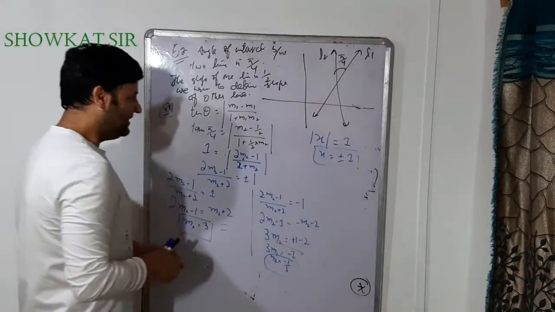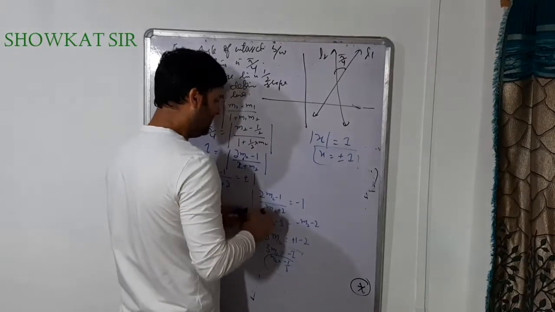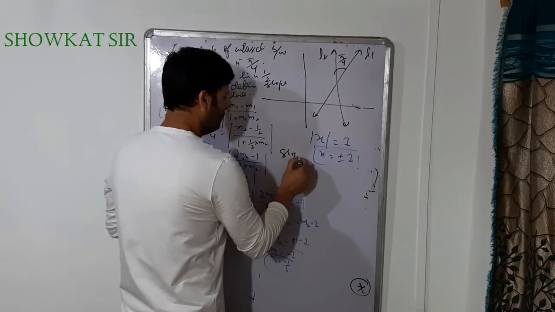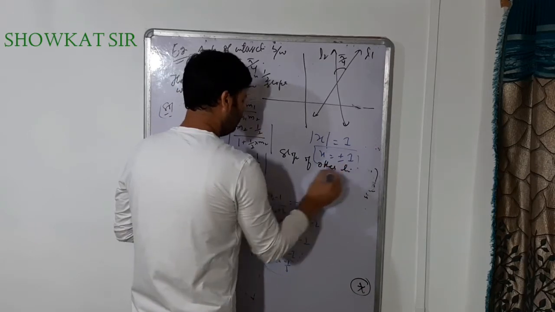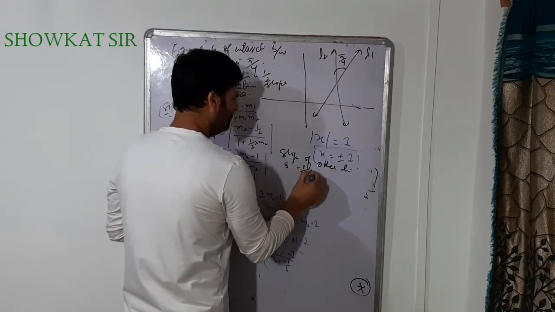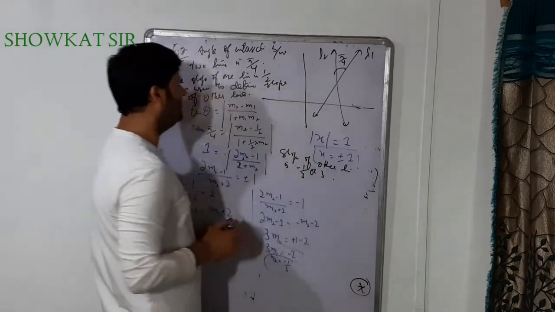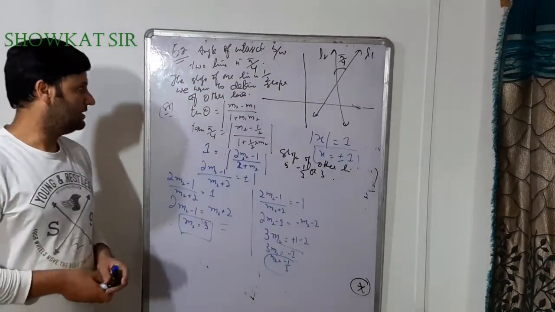So this implies the slope of the other line is minus 1 by 3 or 3. Okay, so this was the example.